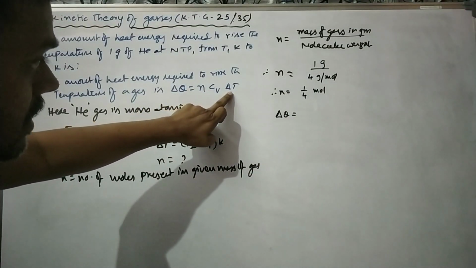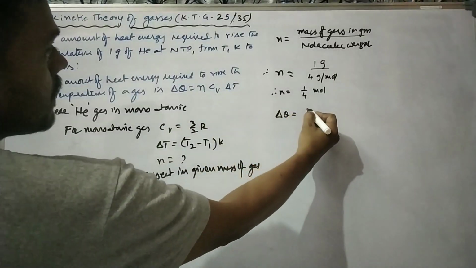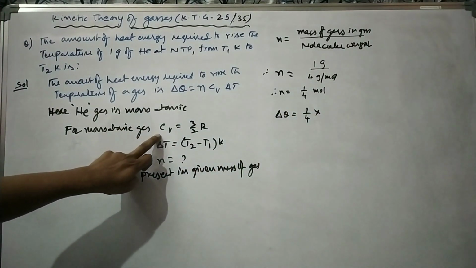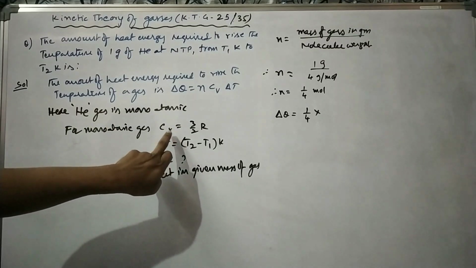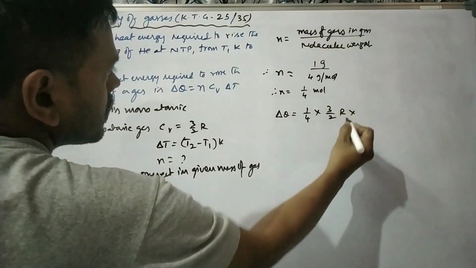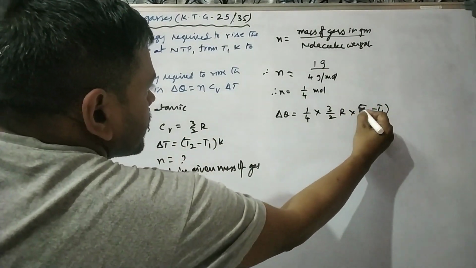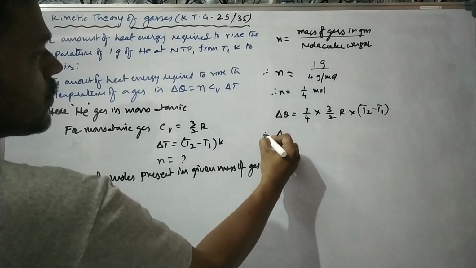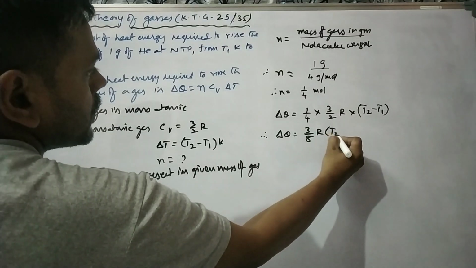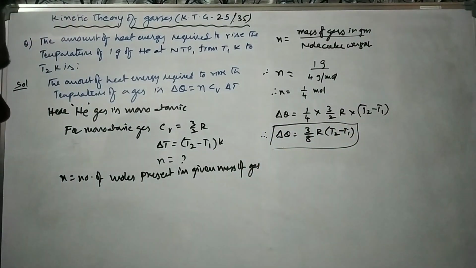So with all quantities known, delta Q, the amount of heat required to raise the temperature of N moles of gas at constant volume, is N, which is 1 by 4, into Cv. Because helium is a monoatomic gas, Cv is equal to 3 by 2 into R, into delta T, that means T2 minus T1. So therefore delta Q is equal to 3 by 8 R into T2 minus T1. This is the required answer for this question. That's it.